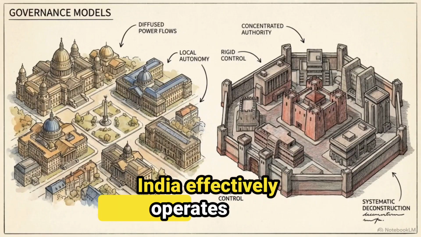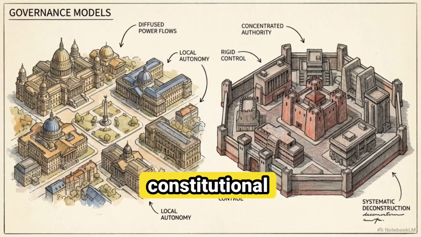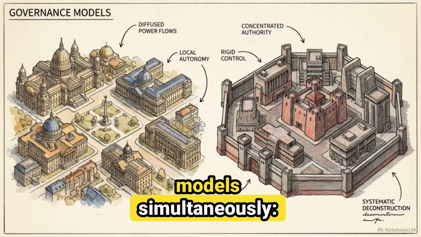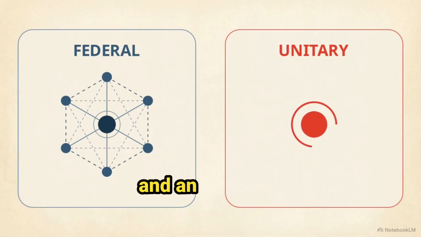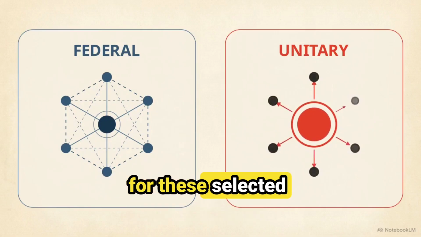India effectively operates 2 completely different constitutional governance models simultaneously: a shared federal structure for the vast majority of the landmass, and an absolute unitary structure for these selected enclaves.